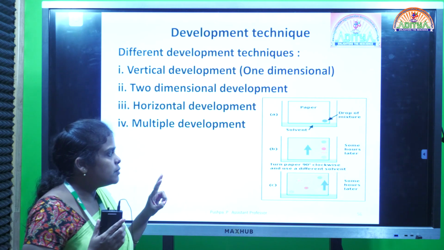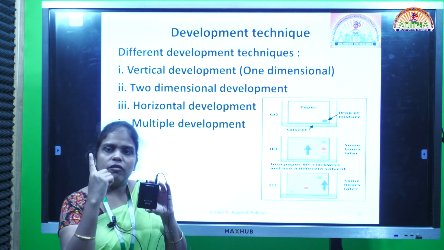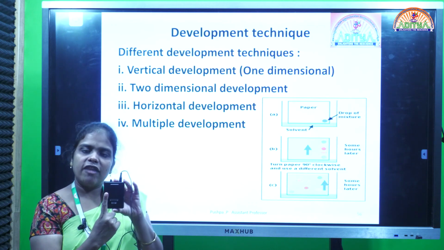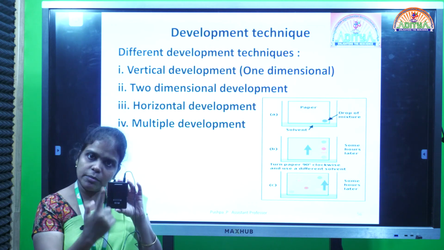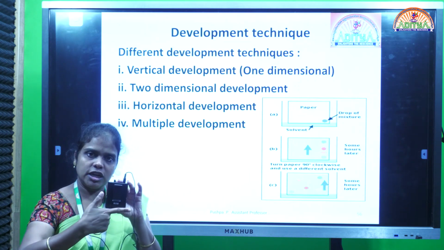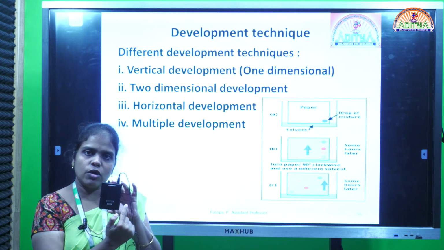And two-dimensional means, in one development tank only, with one plate only, first you keep it in the vertical position. After proper elution takes place, on that same TLC plate, we change the position into the horizontal position, and on that same TLC plate, elution takes place in the horizontal way also.